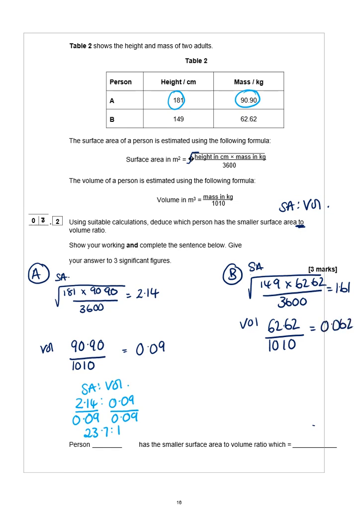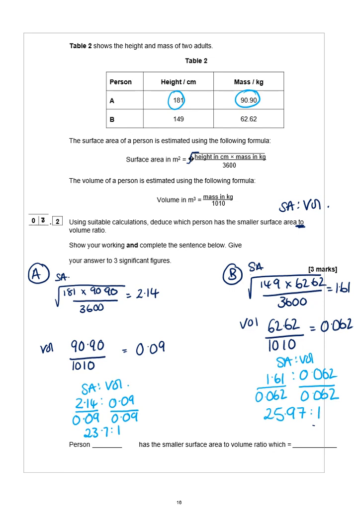Same principle applies. If I'm doing surface area to volume, 0.062 is going to be on the right. Surface area will be 1.61. I want to make it a whole number, so I'm going to divide by itself. So 0.062 divided by itself. And if I do that on the right-hand side, I've got to do it on the left-hand side as well. That gives me a surface area to volume ratio, technically, of 95.7 to 1.